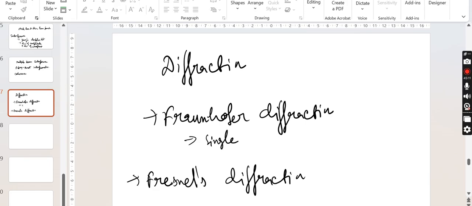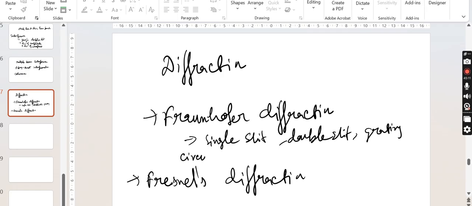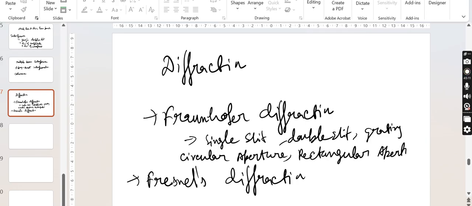We discussed single slit, double slit, grating, circular aperture, rectangular aperture, half period zone, vibration curve.